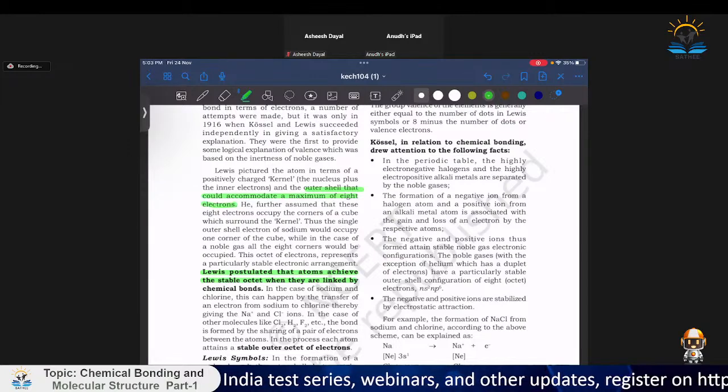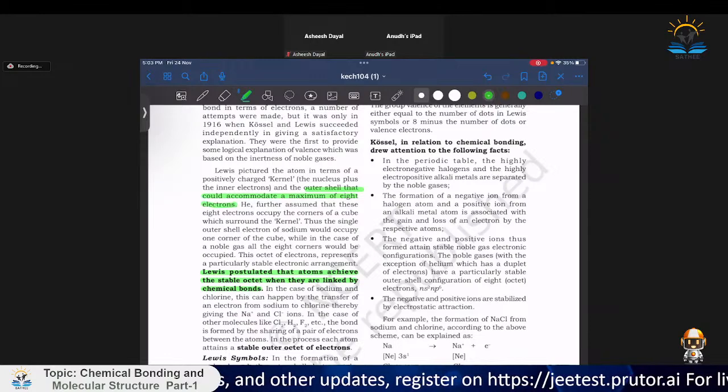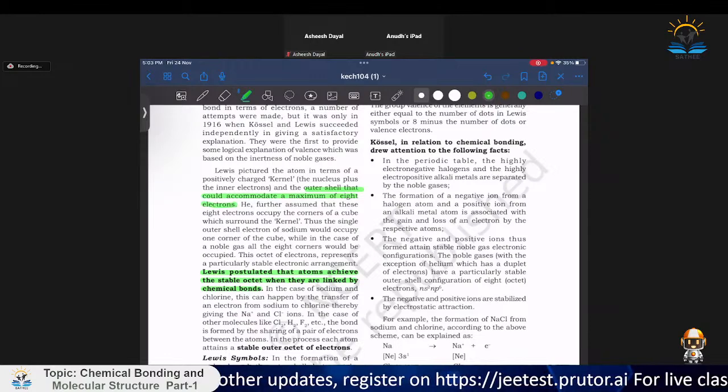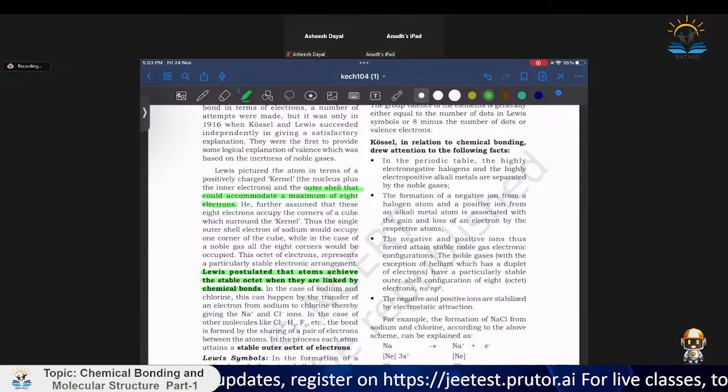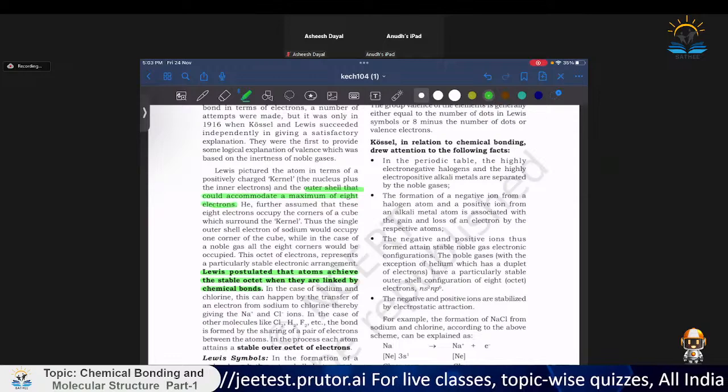All right, let us move on. We will see some examples. For example, in the case of sodium and chloride. So sodium will donate the excess electron because the previous shell of sodium is already complete. Similarly, chlorine will take this electron and it will complete its outermost shell.